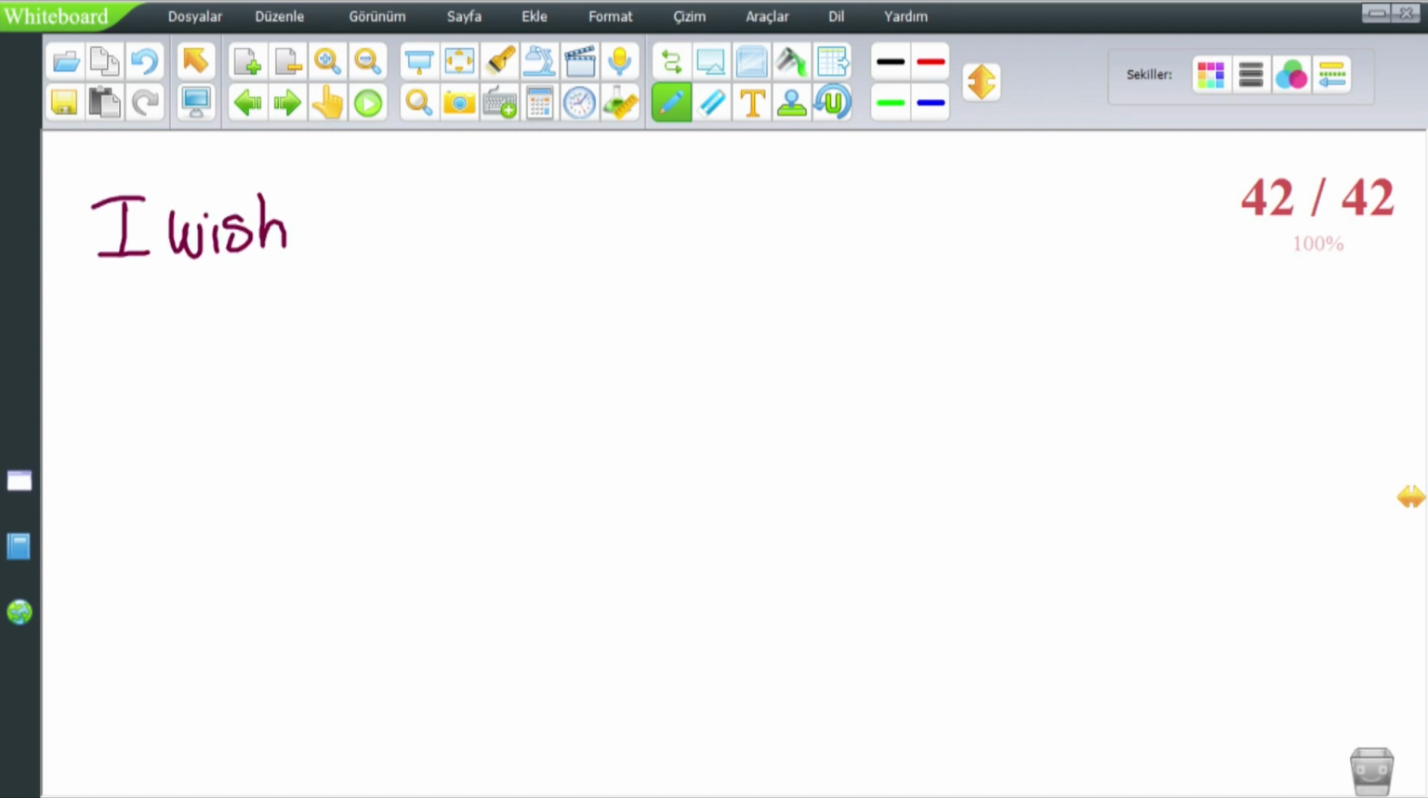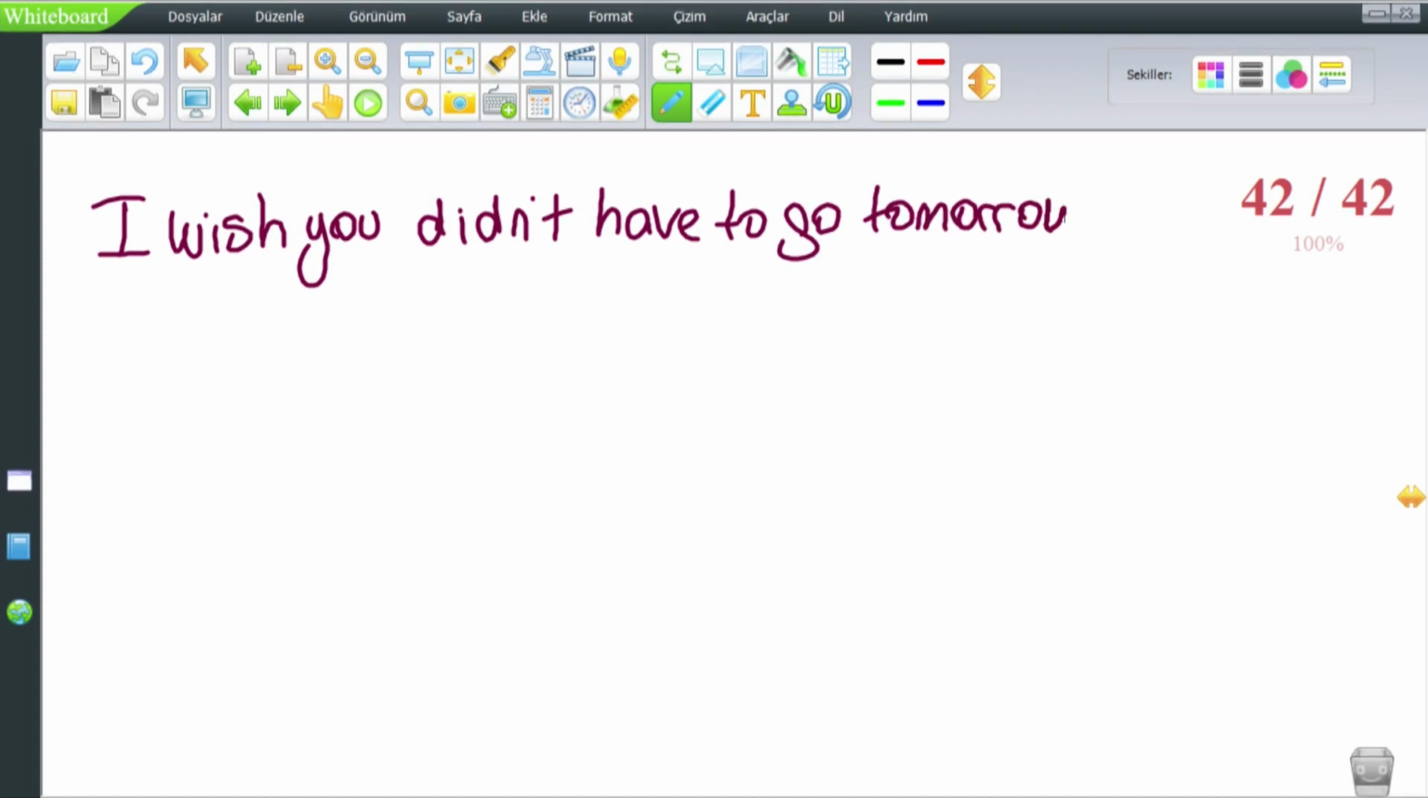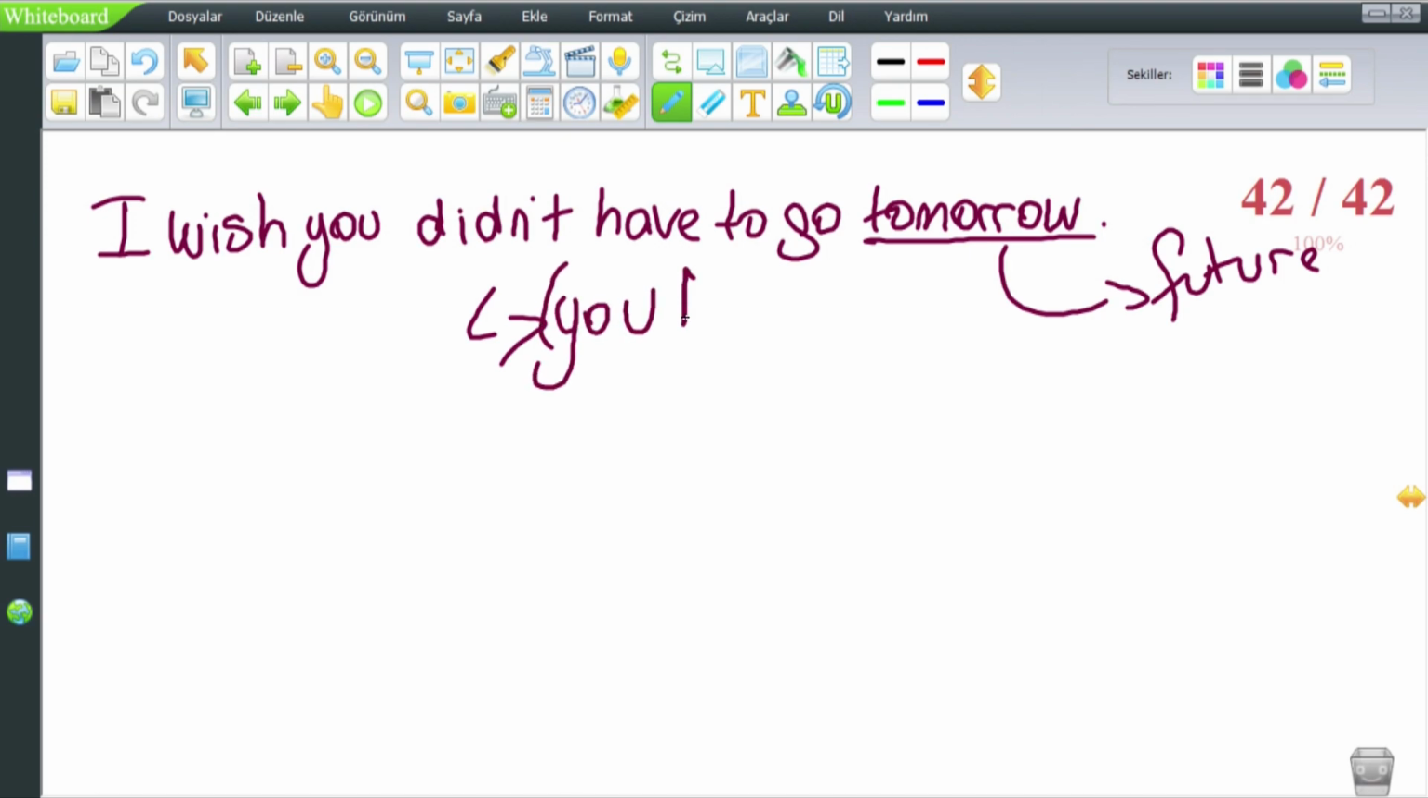I wish you didn't have to go tomorrow. Now, it is a wish actually for future. I can understand from the time expression, but we can understand that we can't change it. We would want it to be different. This is our wish, but the meaning is you have to go tomorrow.